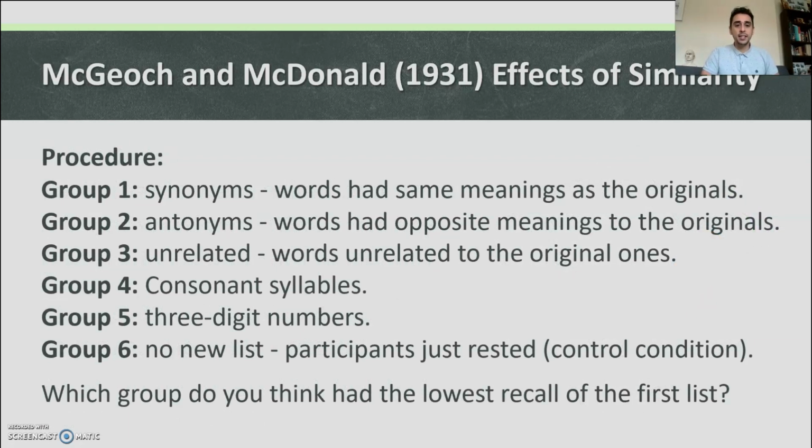Group 1 had synonyms, words that had the same meaning as the original list. Group 2 had antonyms, words that had the opposite meaning to the originals. Group 3 had words unrelated to the original list. Group 4 had consonant syllables, they're just random syllables. Group 5 had 3-digit numbers. And Group 6 had no new list. Participants just rested, so they're the control group. Which group do you think had the lowest recall of the first list?